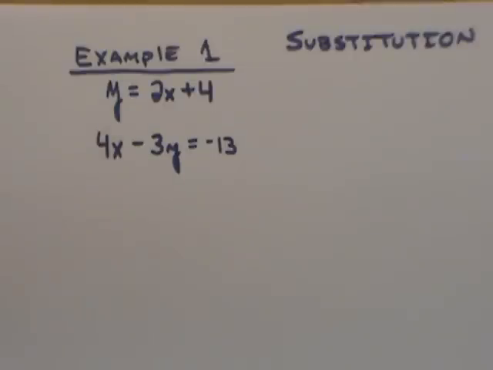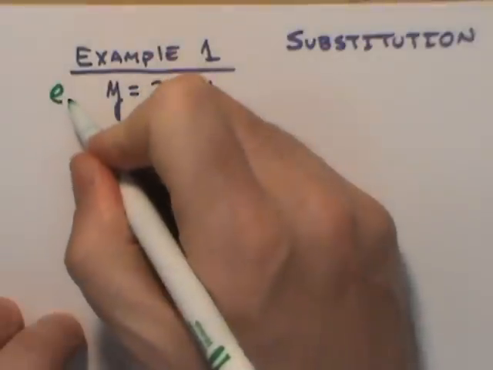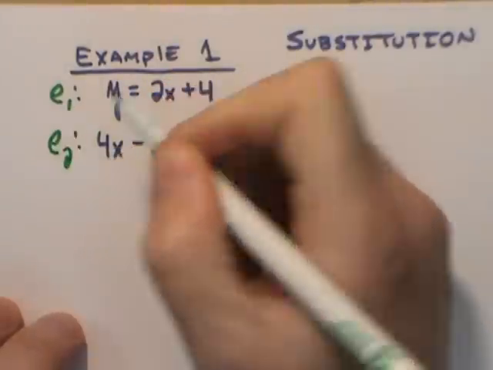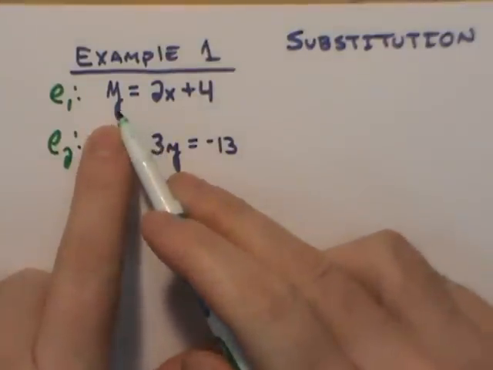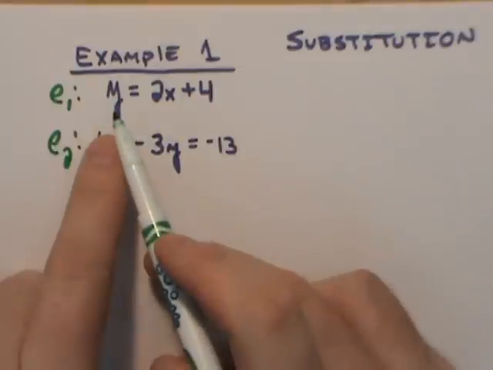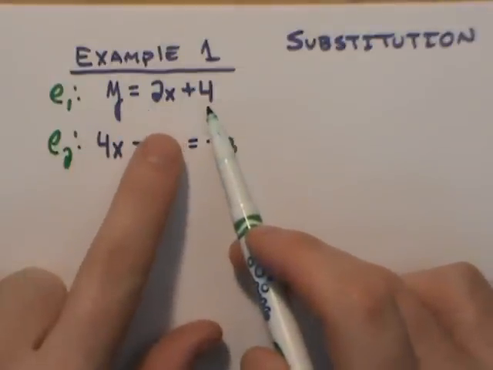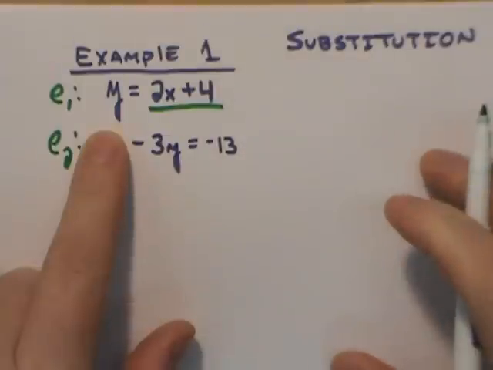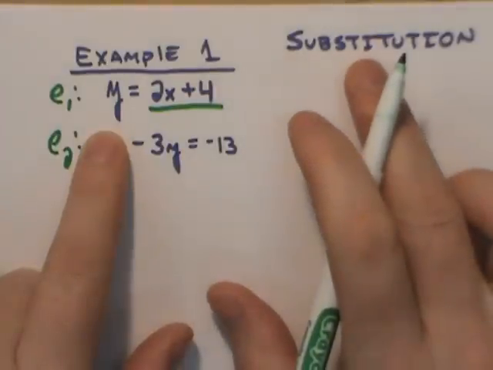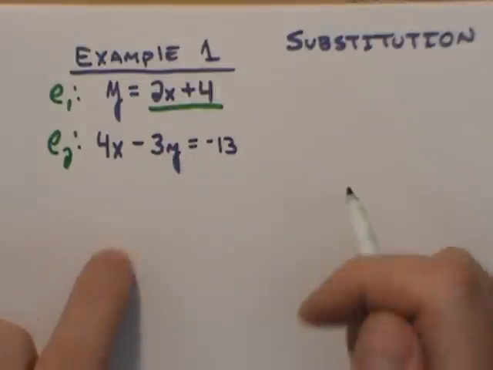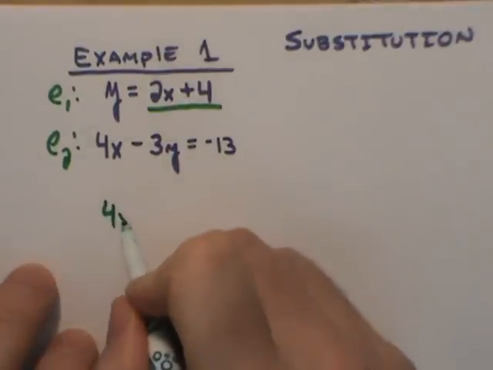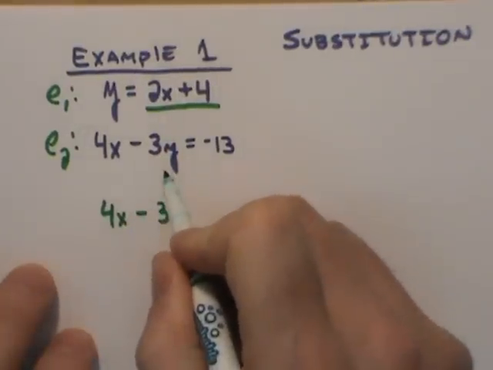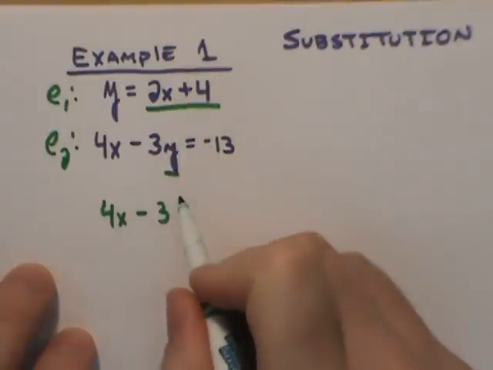When we look at the two equations, we want to look for a variable that's easy to isolate. As we look at equation 1 and equation 2, equation 1 already has y isolated. So when I say y is equal to 2x plus 4, it means that anywhere I see y, I could plug in 2x plus 4. To use the substitution method, I jump to equation 2, and I simply rewrite it, except anywhere I see y, I'm going to replace it with 2x plus 4.